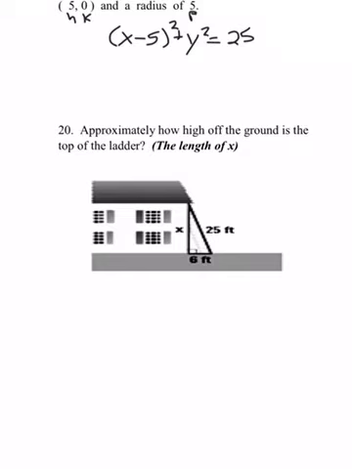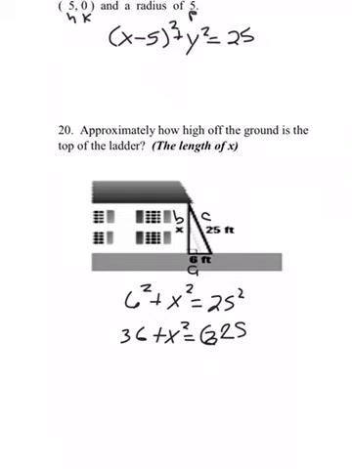Number 20, approximately how high off the ground is the top of the ladder? It's really just a simple Pythagorean theorem. 6 squared plus x squared equals 25 squared. 36. You're going to have to subtract here. That's 625. So we subtract the 36. And 625 minus 36 is 589. And if you square root 589, you get 24.269.